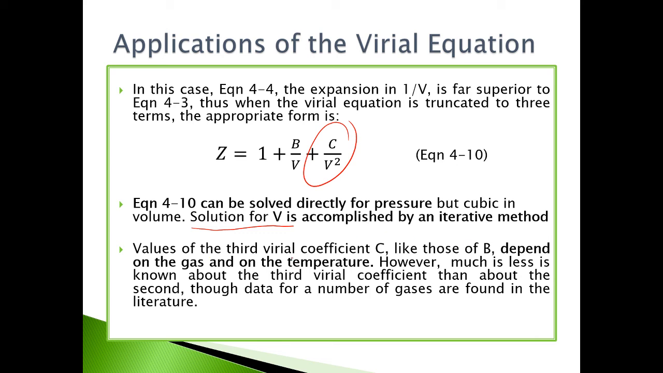So, saan naman natin kukunin tong third virial coefficient? Well, it depends on the gas. So, depende rin yan sa gas and sa temperature. Pero, mas less yung data na meron tayo. Unlike yung B, marami tayong experimental data dyan. Yung C, mas less yung data natin. Although, meron pa rin naman, meron tayong data ng C found in literature.